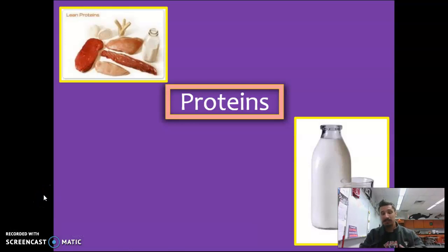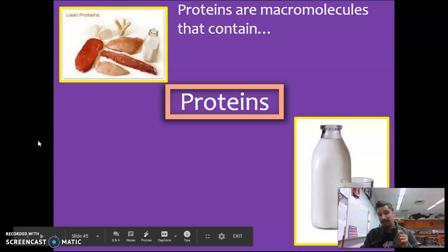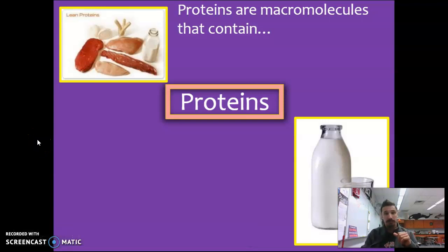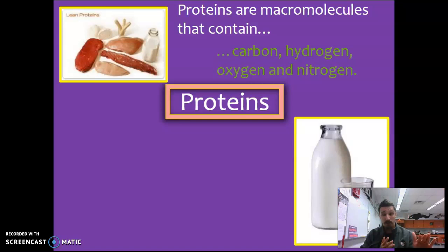Okay, folks, so our last macromolecule, the last piece of this entire unit, is going to be all about proteins. Perhaps the most important macromolecule. Proteins contain these atoms slash elements: carbon, hydrogen, oxygen, which all three other macromolecules included: carbohydrates, lipids, and nucleic acids. But then proteins get a special element not seen in any of the other three, and that is nitrogen. Okay, so proteins contain and are made up of the atoms carbon, hydrogen, oxygen, and nitrogen.